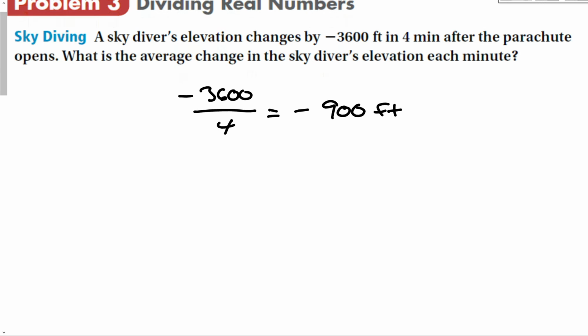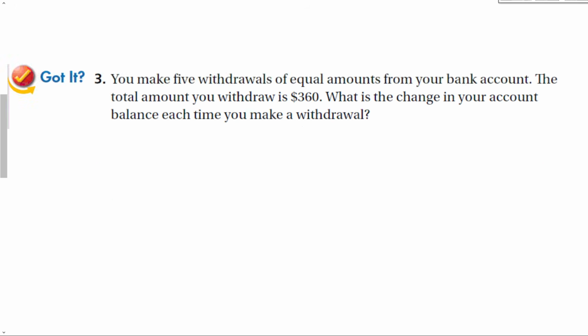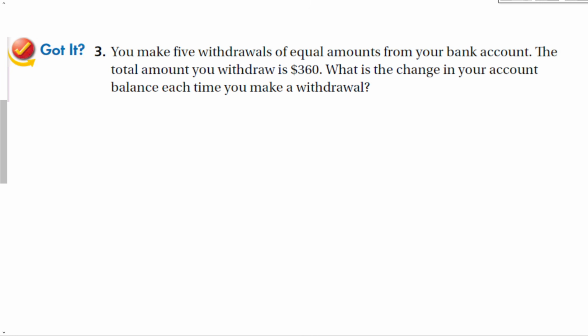Okay. Same thing. You make 5 withdrawals of equal amounts from your bank account. The total amount you withdraw is 360. So what's the change in your account balance each time you make a withdrawal? The amount you take out is 360. Divide that by 5, and we get $72. Okay. So the bank account is changing by $72 every time we make a withdrawal.